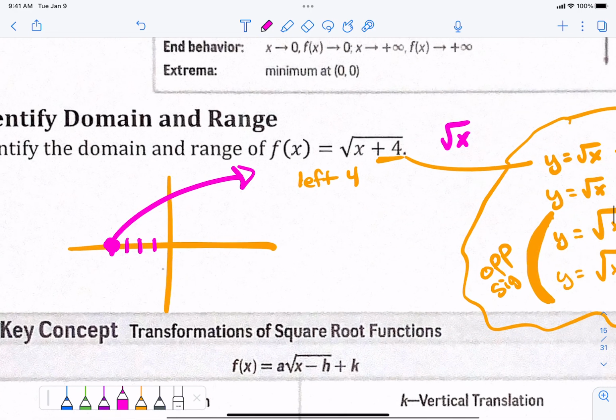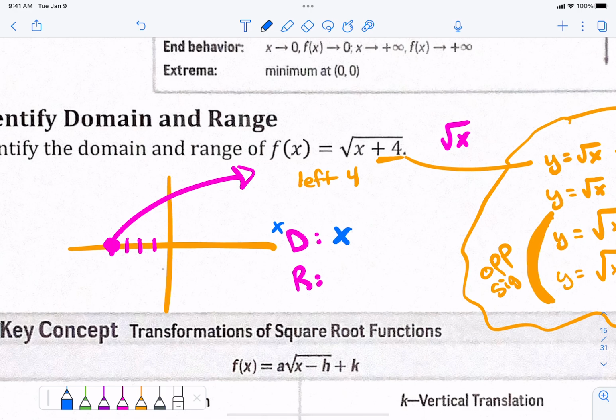They want just the domain and the range. All right, so we're going to talk about domain and range, and then I'm going to show you how to cheat. Ready? Domain is the x's, and the x's go left and right. So will this thing go to the left forever? No. Will he go to the right forever? Yes, he'll go to the right forever.